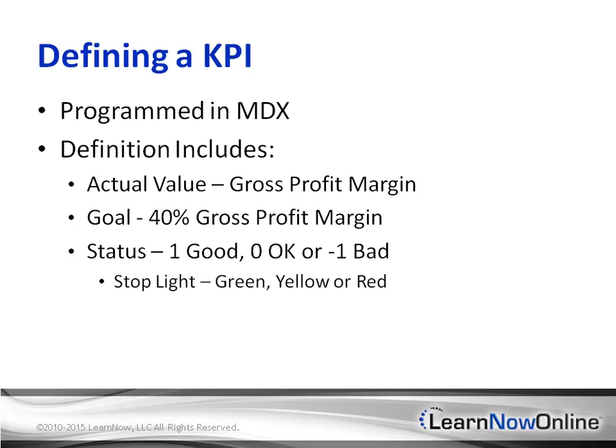The variance from the goal will be computed to assign 3 types of statuses: 1 good or green, 0 okay or yellow, -1 bad or red.